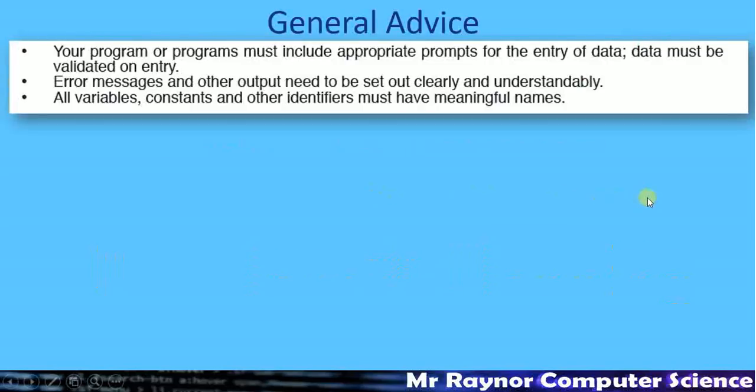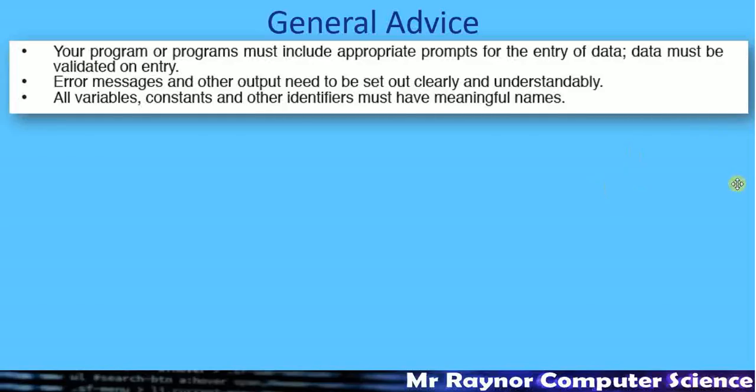In every pre-release you get these 3 bullet points regardless of what the task is. So I'll just break these down a little bit and give you a few pointers. First of all, your program or programs must include appropriate prompts for the entry of data. Data must be validated on entry. And then we have error messages and other output need to be set out clearly and understandably. And finally, all variables, constants and other identifiers must have meaningful names.